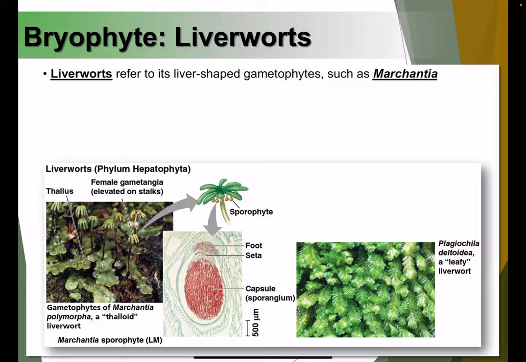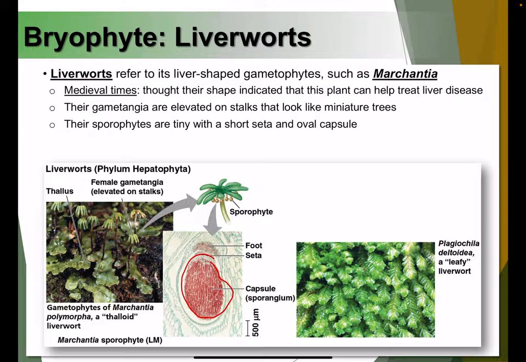So first, there's liverworts from the phylum Hepatophyta. The common name liverworts actually refers to its liver-shaped gametophyte, which is kind of interesting, right? And this particular species of liverwort is called Marchantia. Marchantia have these interesting liver-shaped gametophytes. During medieval times, people actually thought their shape indicated that this plant can help treat liver disease. Hence, even in the scientific name, it was called Hepatophyta.